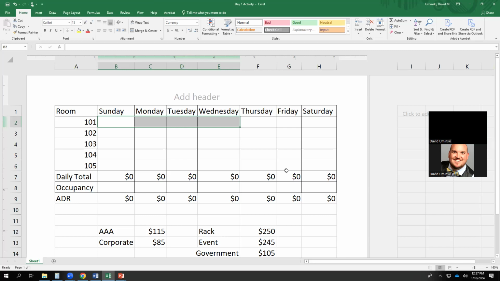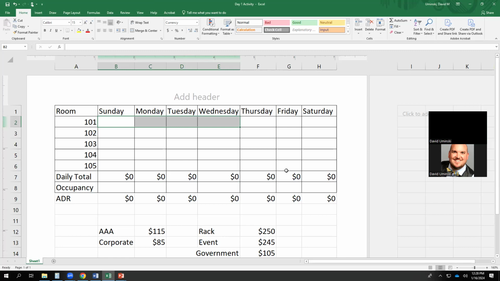Number 8, the corporate rate, checking in Sunday for 7 nights. Number 9, the event rate, checking in Wednesday for 4 nights.